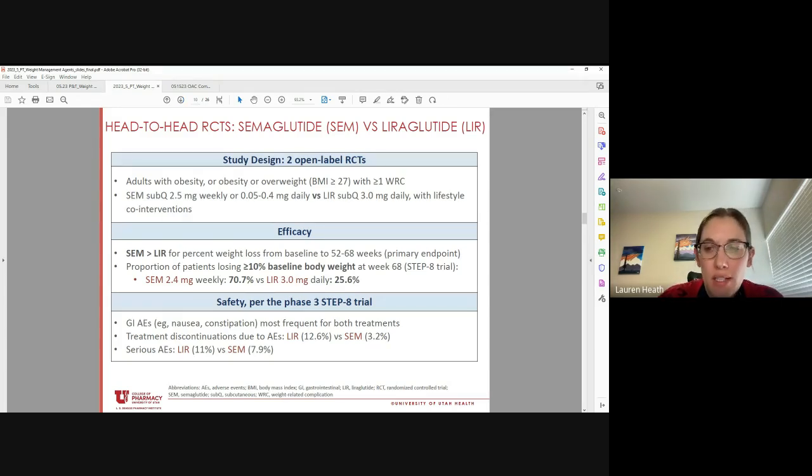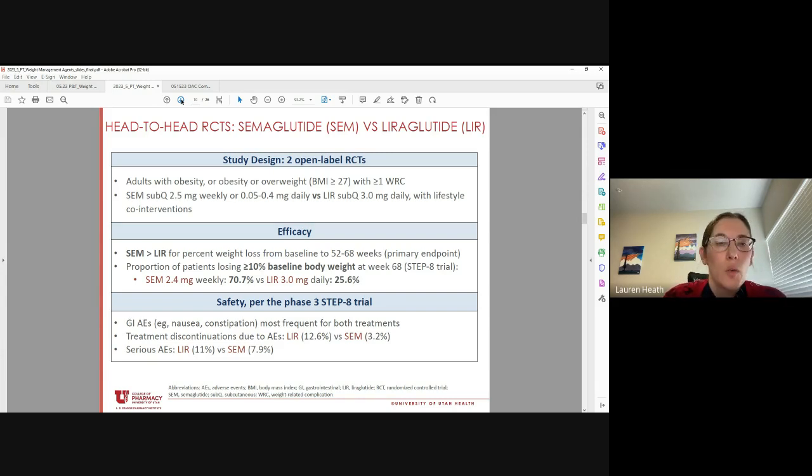So as part of this review, we reviewed randomized control trials, abbreviated RCTs, comparing weight management agents to one another. No head-to-head trials were found for benzphetamine, fendimetrazine, or naltrexone bupropion, nor for agents for patients under 18 years of age. The two head-to-head open-label RCTs compared semaglutide to liraglutide as an adjunct to lifestyle interventions for the treatment of adults with obesity. One of these trials also included adults with overweight and at least one weight-related comorbidity.